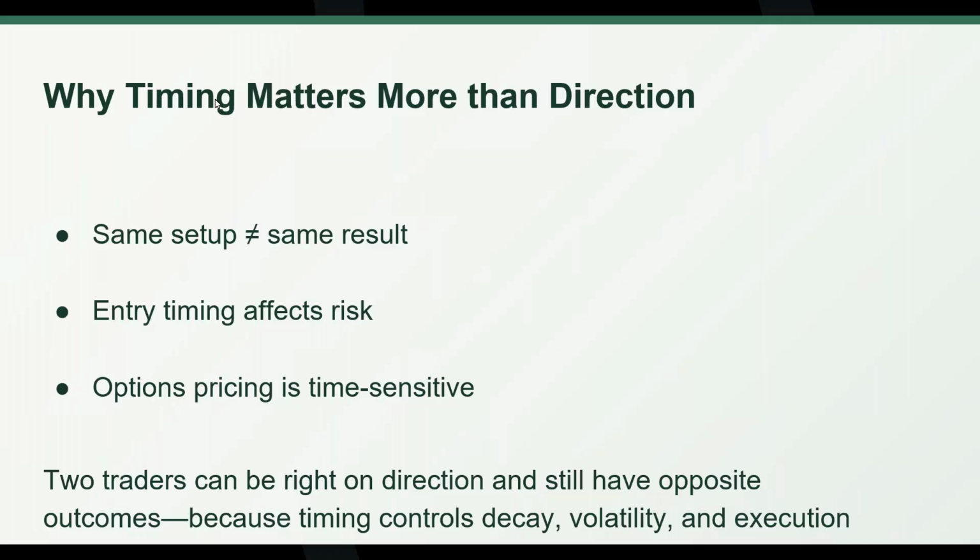The fact that options pricing is time sensitive is also important. And like I said, you can have two traders, they're both right in the direction, and they still have opposite outcomes because they get in when volatility is high, or they leave it a little bit late, or they get bad fills. All this stuff comes into play with 0 DTE trading.